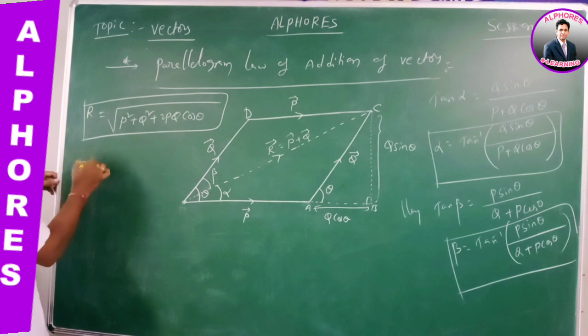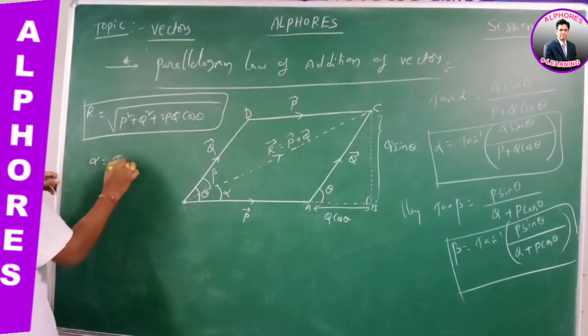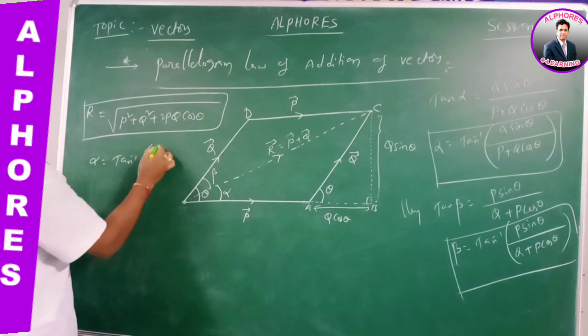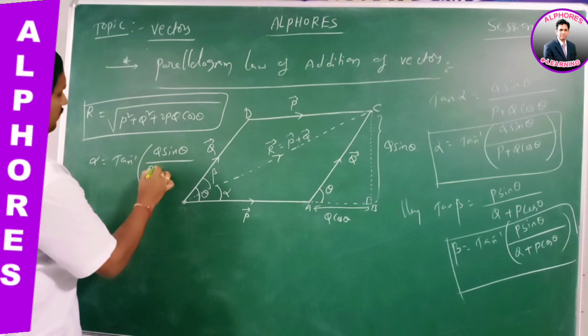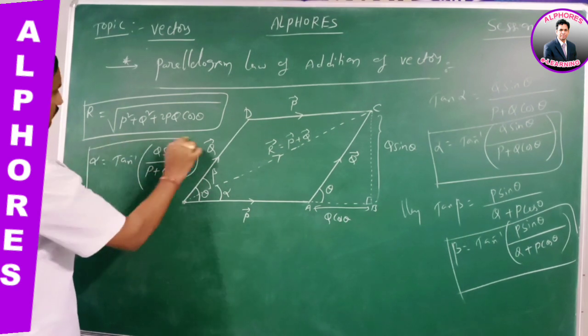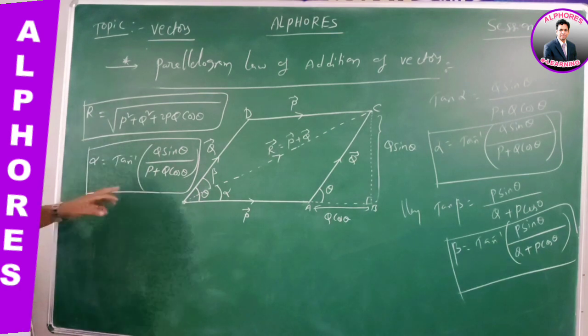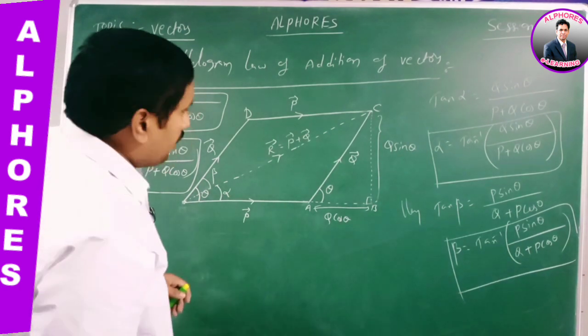Now what is meant by tan alpha? Alpha, the direction, is tan inverse Q sin theta by P plus Q cos theta. So these are the final conclusions of parallelogram law of addition of vectors. Okay. Now after this I am going to the conclusions.